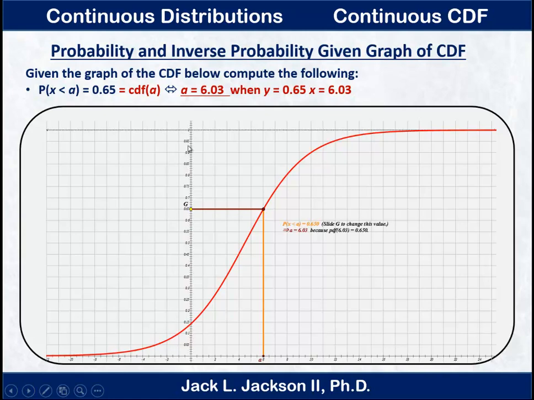So this time we find the 0.65 on the y-axis, go across to the graph, and then come down and see what that x is. And you should have gotten about 6. To a couple decimal places, it's actually 6.03. But if you came up with 6, that was pretty good based on what you saw in this graph.